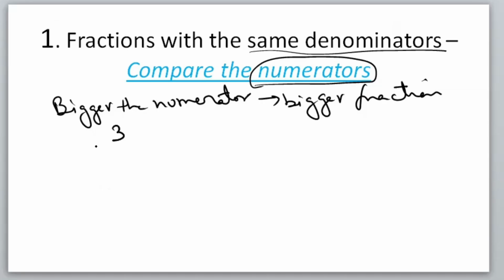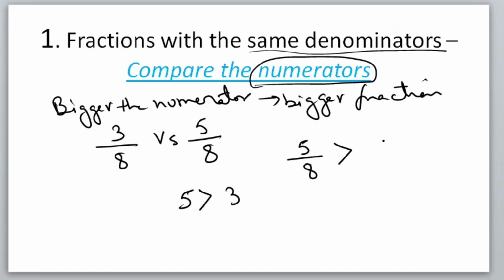For example, 3 over 8 versus 5 over 8. Here the denominators are the same, 8 and 8. Then we have to look at the numerator. In the first fraction, the numerator is 3, and in the second fraction, the numerator is 5. And 5 is greater than 3. It means 5 over 8 is greater than 3 over 8. Understand? So if the fractions have the same denominator, we look at the numerators, and bigger the numerator, bigger the fraction.